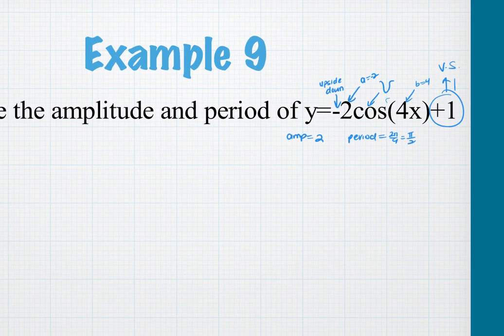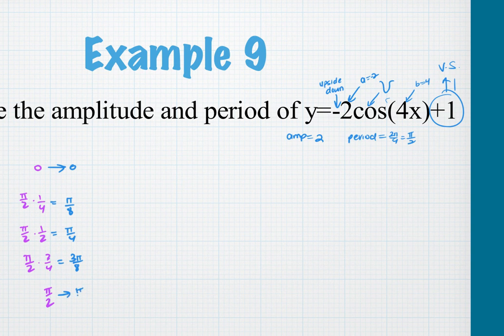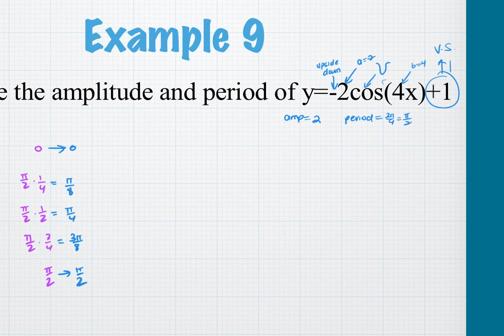So I'm going to take my 0, my pi over 2 times a fourth, my pi over 2 times a half, my pi over 2 times 3/4, and the last one, pi over 2. 0 obviously stays as 0. This becomes pi over 8. This becomes pi over 4, 3 pi over 8, and this stays pi over 2. If there was a phase shift, I would add it on. There's not, so these are my 5 key points.